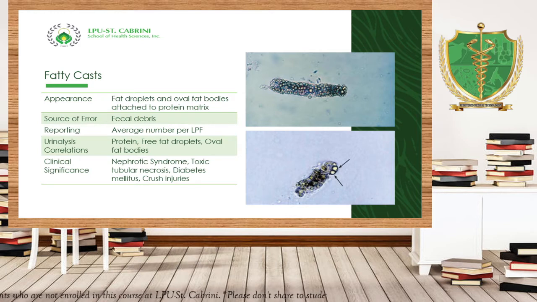Okay? Next is the fatty cast. Fatty cast appears as fat droplets and oval fat bodies attached to the protein matrix. And take note, guys, that fatty cast is sometimes mistaken for fecal debris because of its appearance. Okay?